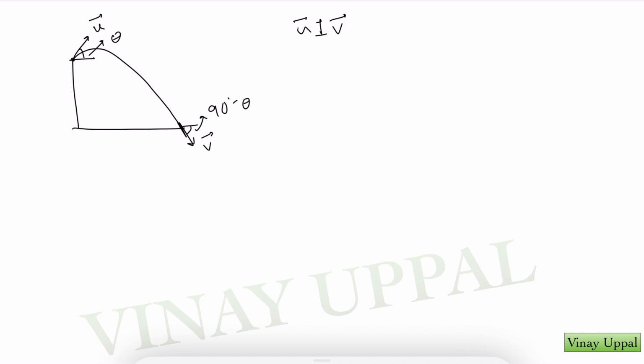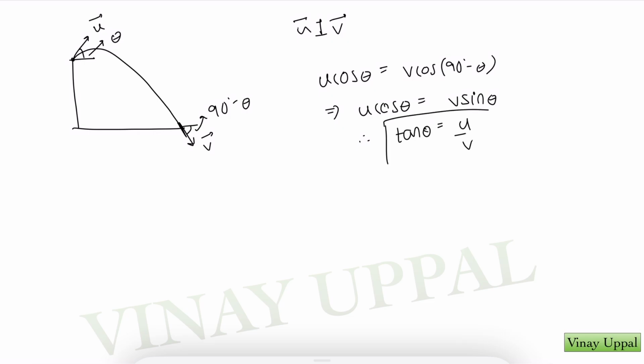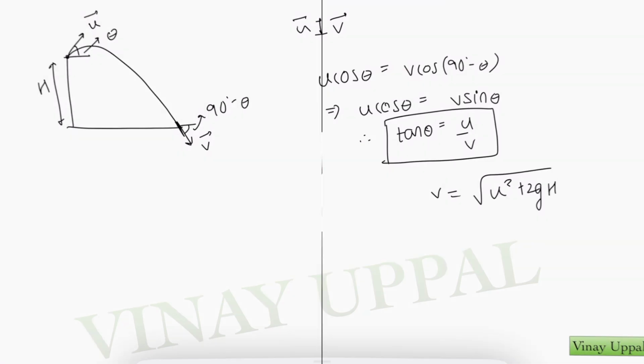Now I can just equate the horizontal components of velocity, because here there is no acceleration in the horizontal direction. So can I write u cos theta is equal to v cos of 90 minus theta, and therefore I have u cos theta is equal to v sin theta, and therefore tan theta is equal to u by v. And we already know the final speed because we know the height. I can always write my final speed as root of u squared plus 2gh. So basically tan theta is u by v is the initial angle of projection such that the horizontal range is maximized.